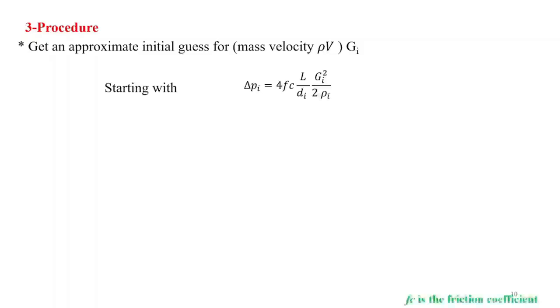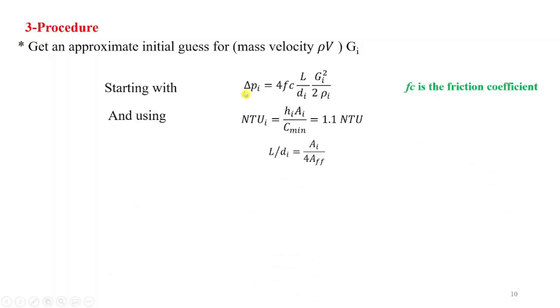The basic idea actually is we start with this equation that relates the pressure drop in a pipe or in the flow, for any flow that we have. Here we have a flow inside a pipe. We know that the pressure drop is due to many things, but the major thing is the friction in the pipe. So the pressure drop is equal to 4 times the friction coefficient multiplied by the ratio L over D multiplied by G squared divided by 2 multiplied by the density. If you take G to the right hand side, you can get G in terms of the other parameters here.